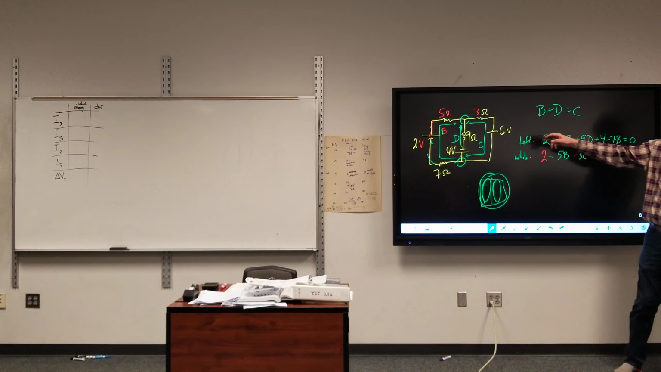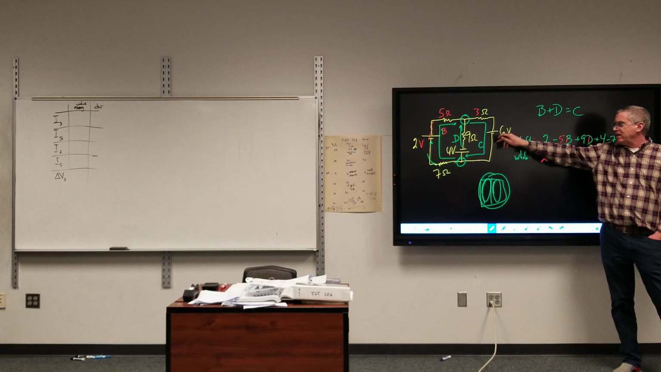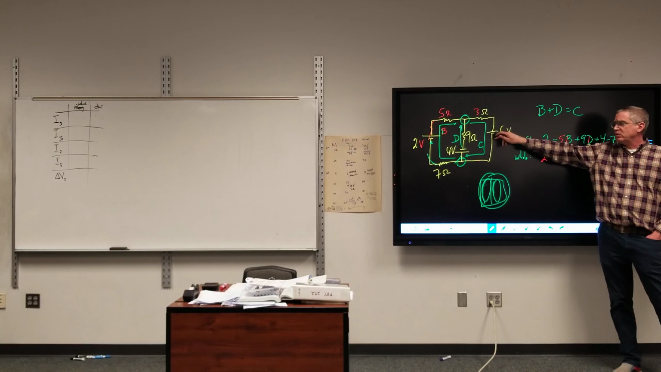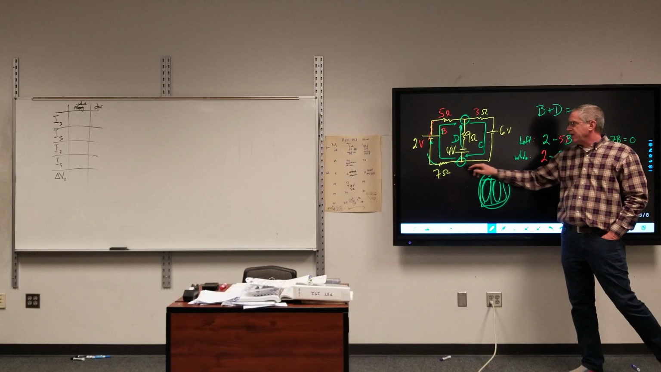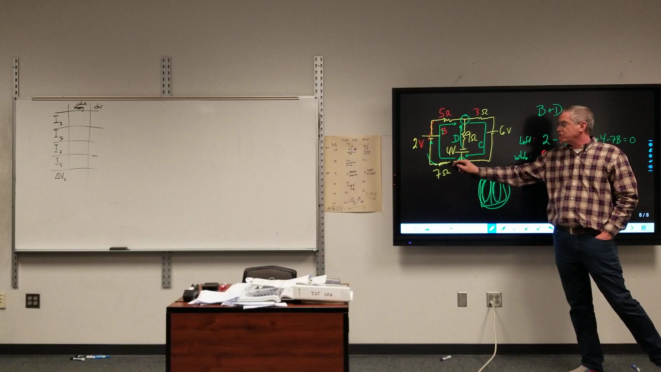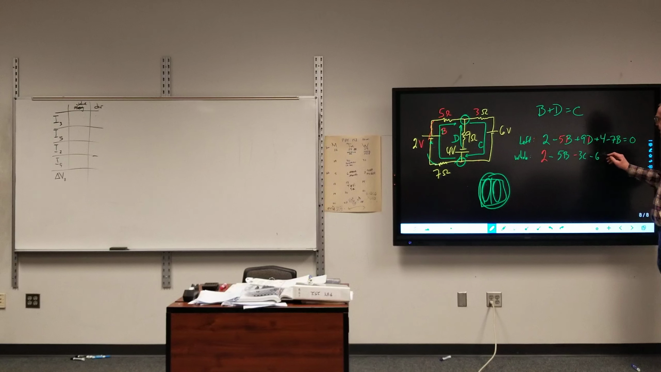I now get to this power supply, and I'm coming down at this point. So I'm going from the positive to the negative, minus 6. And then I get around to here, I'm going across the 7 ohm resistor in the direction of B, so minus 7B equals 0.